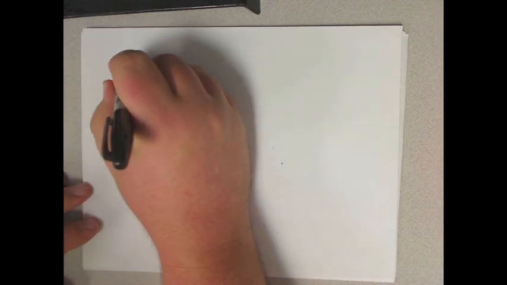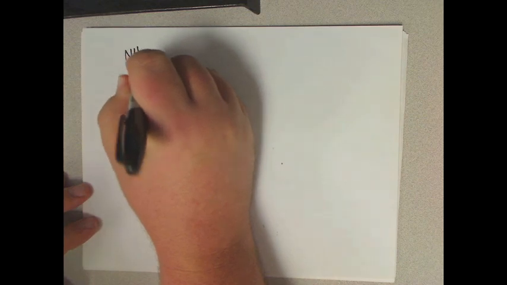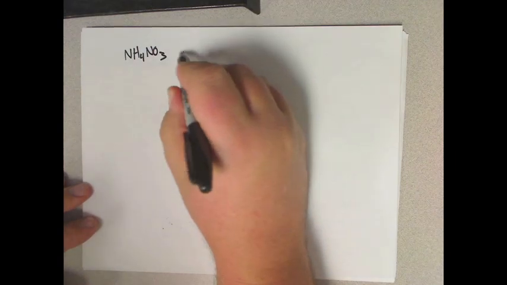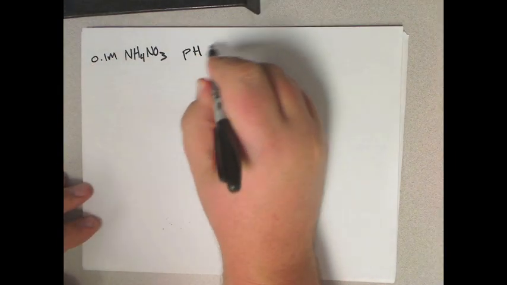So let's say we have a pH of a salt solution. We want to know the pH, or the pKa, or the Ka. So let's say we have ammonium nitrate, and its pH, at 0.1 molar, is, let's say, 5.7. So the question is, what's the Ka?